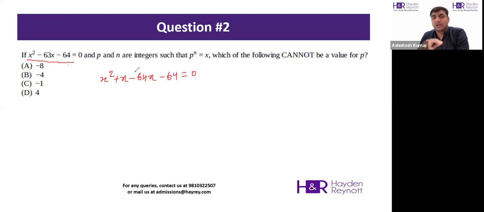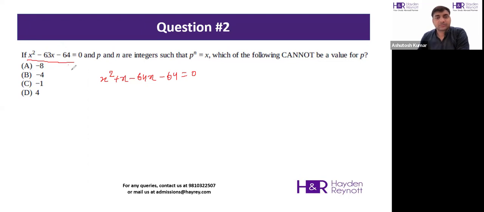Because the rule is if we have to break the number b into 2 parts, p and q, such that the sum is going to be equal to b, but the product should be equal to the product of a and c. You can clearly match that. The product is equal to minus 64, with the product of 1 and minus 64 given as a and c here.